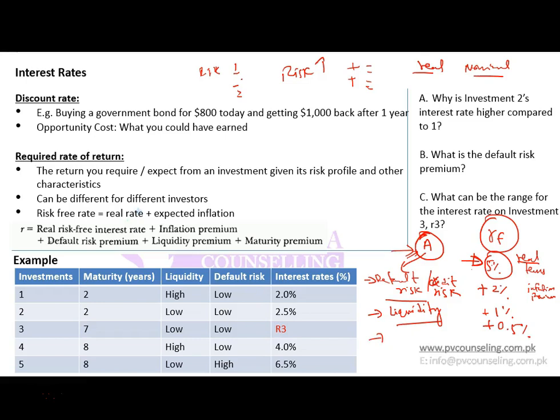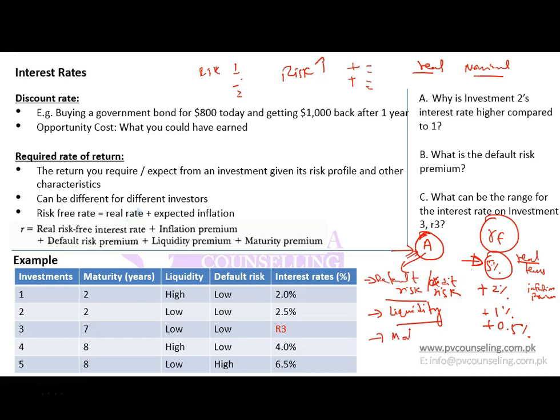Higher liquidity means lower risk. Lower risk means you will need a lower premium. So lower premium means lower required rate of return. Lower liquidity means higher risk, and higher risk would mean higher premium and higher required rate of return. So you will need some premium for liquidity.